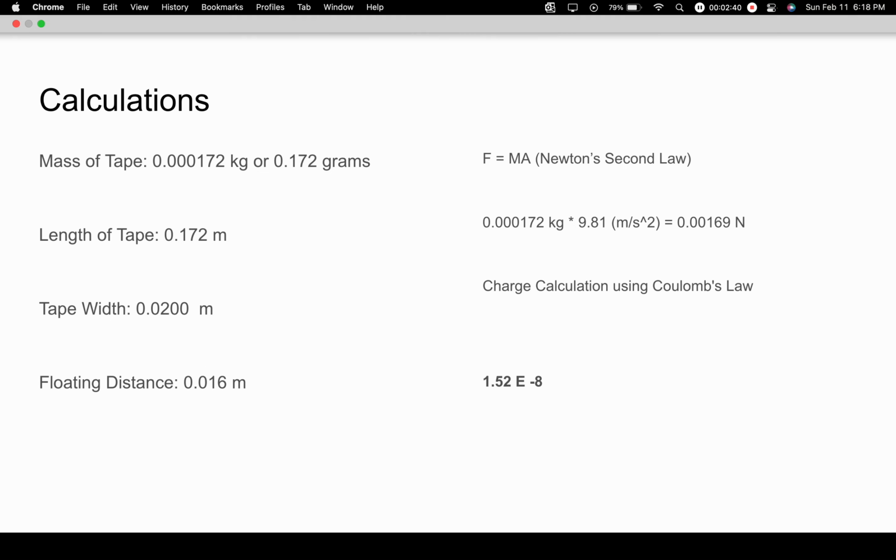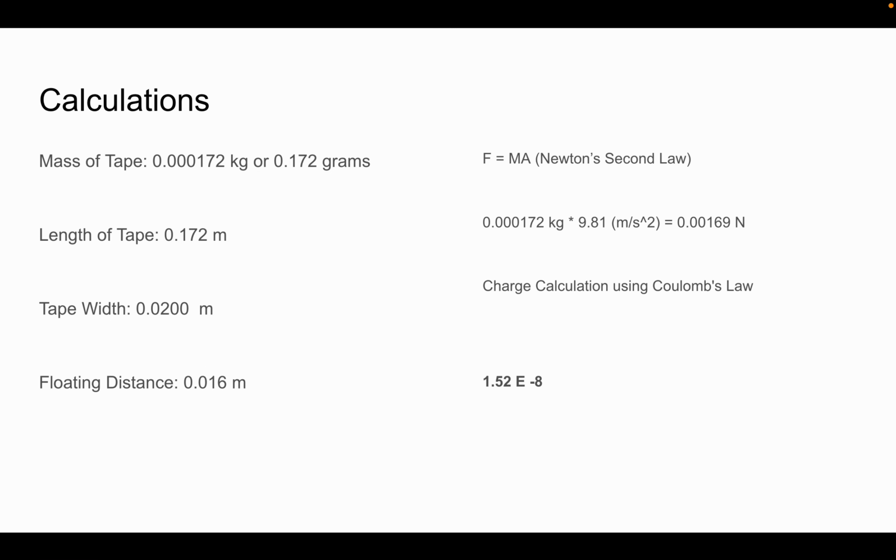Here are the calculations. I think I have enough time. The mass of the tape was 0.172 grams, length of the tape was 0.172 meters, tape width 0.0200 meters, floating distance was 0.016 meters, force equals mass times acceleration. Doing the calculation, we get the force to be 0.00169 newtons, and the charge calculation using Coulomb's law gives 1.52 e to the negative 8.